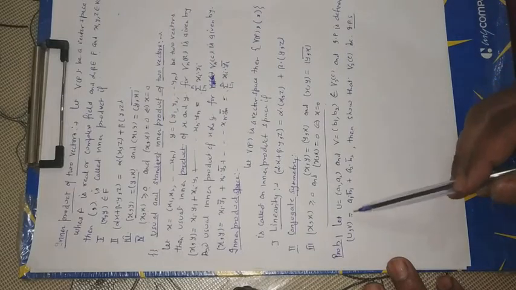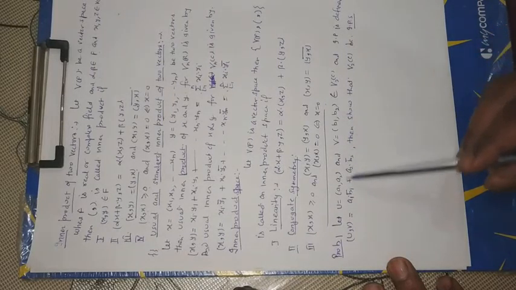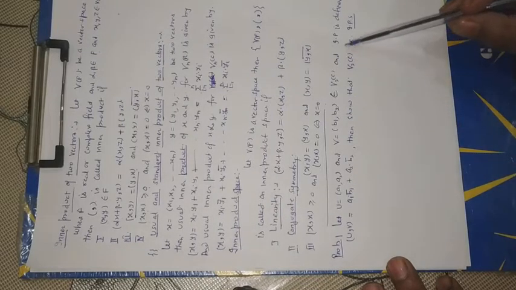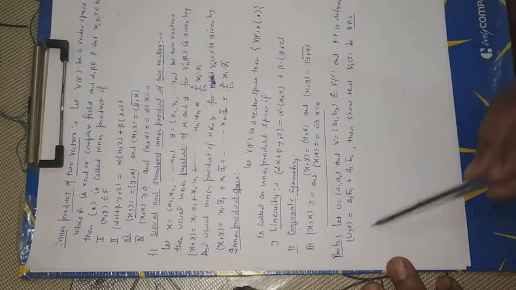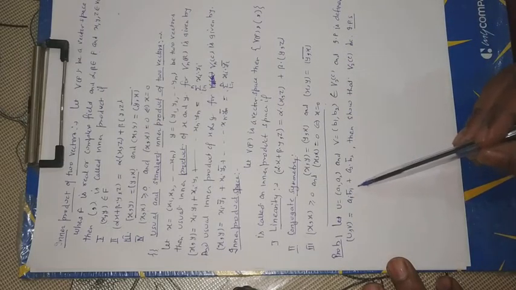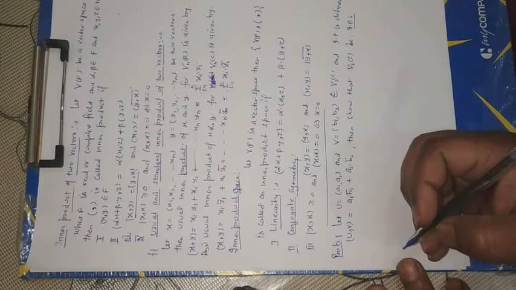Now repeat the problem. u equal to (a1, a2) and v equal to (b1, b2) are two vectors, elements of V2(C), and their inner product is defined as u inner product with v is equal to a1 into b1 bar plus a2 into b2 bar. Then V2(C) will be an inner product space.